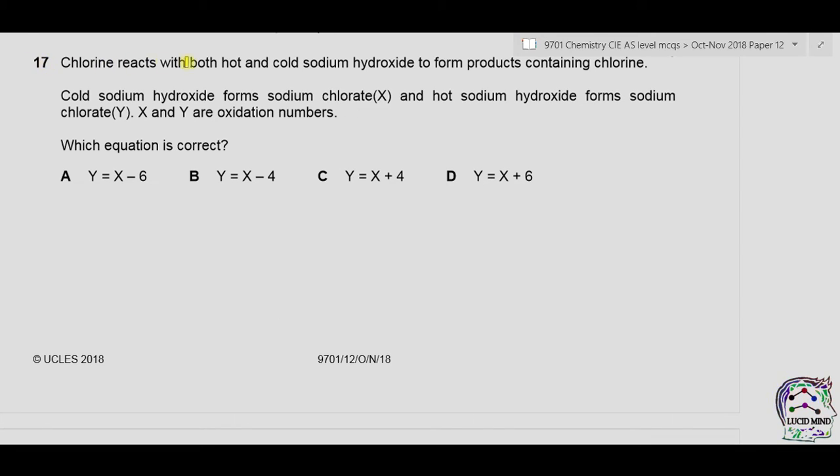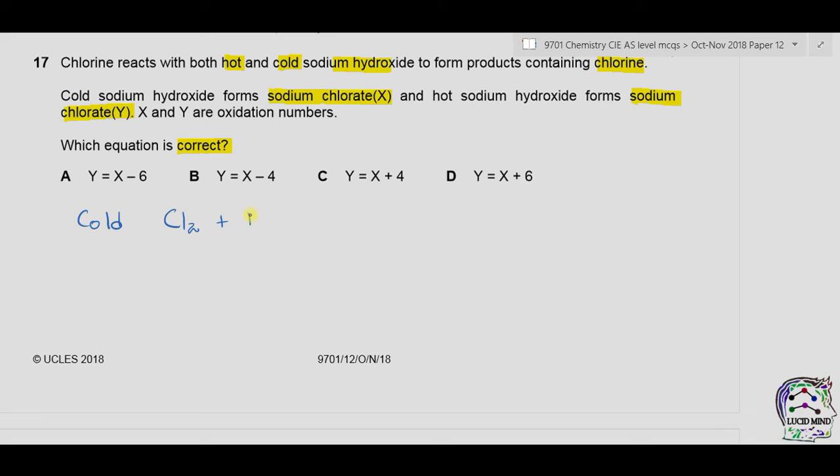Question 17. Chlorine reacts with both hot and cold sodium hydroxide to form products containing chlorine. Cold sodium hydroxide forms sodium chlorate X and hot sodium hydroxide forms sodium chlorate Y. X and Y are oxidation numbers. Which equation is correct? Now we know that with cold and hot sodium hydroxide the reaction is like this.